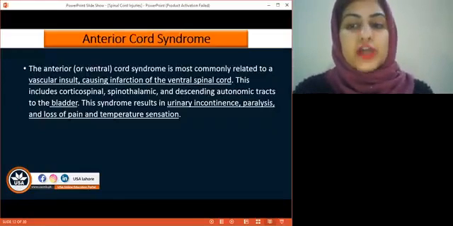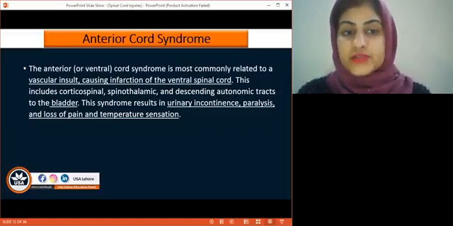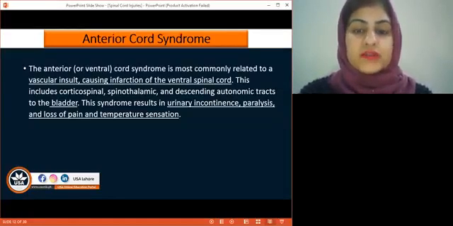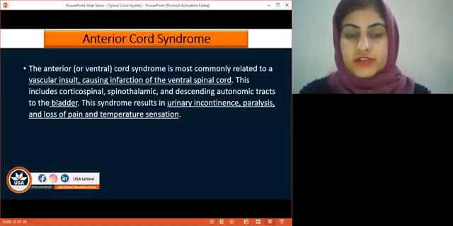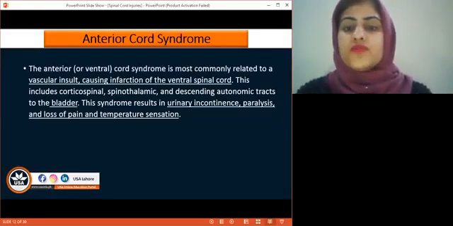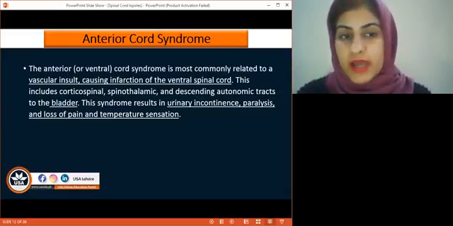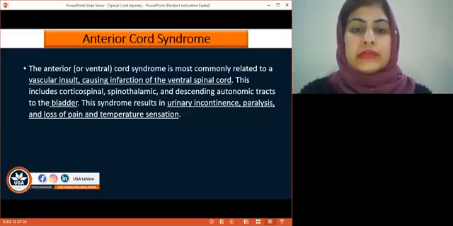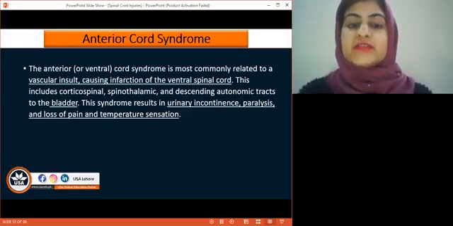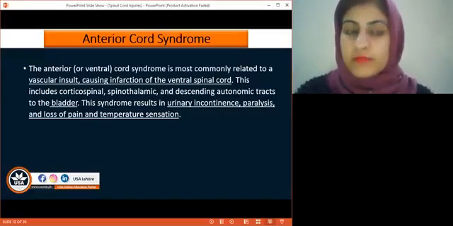Now we have anterior cord syndrome. Anterior cord syndrome is most commonly related to a vascular insult causing infarction of the ventral spinal cord. Whenever there is a vascular insult that causes ventral spinal cord infarction, that is anterior cord syndrome. This type of syndrome involves the corticospinal, spinothalamic, and descending autonomic tracts to the bladder. So this results in urinary incontinence, paralysis, and loss of pain and temperature sensation.